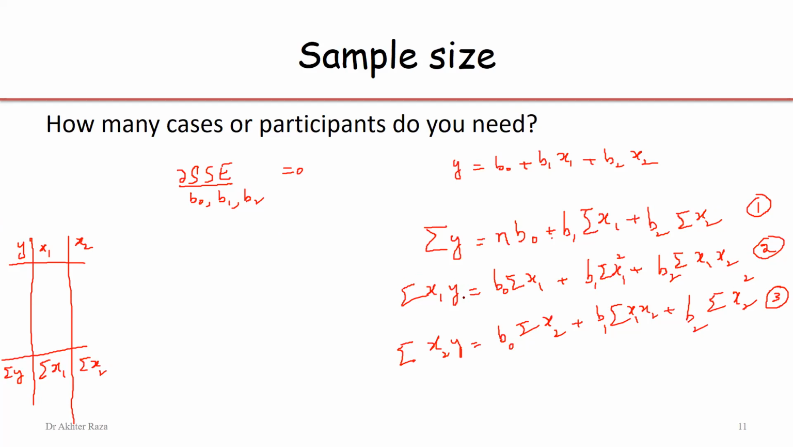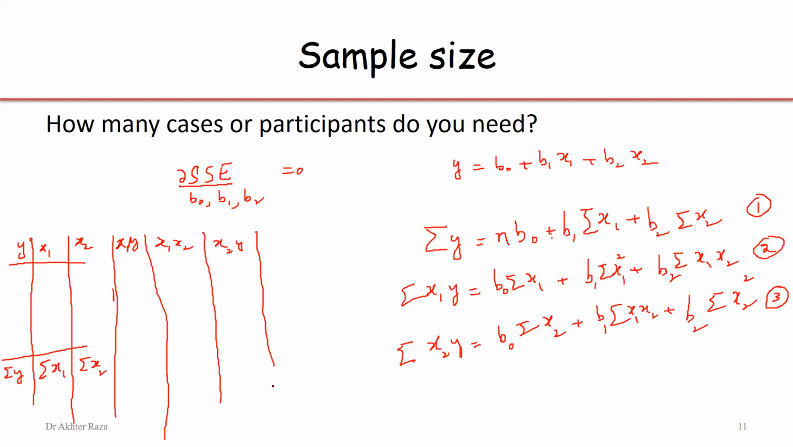Similarly, you have to make a column of x1y. The next column is y. What? Your next column is x1y. Your next column is x1 x2. Your next column is x2y. Your next column is x2 square and x1 square. So you have to make such columns.